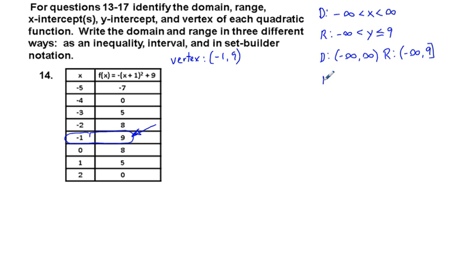And set builder notation, domain, we have a little bracket here, x such that x is an element of all real numbers. Now that's script R. And our range is going to be y such that y is going to be less than or equal to 9.